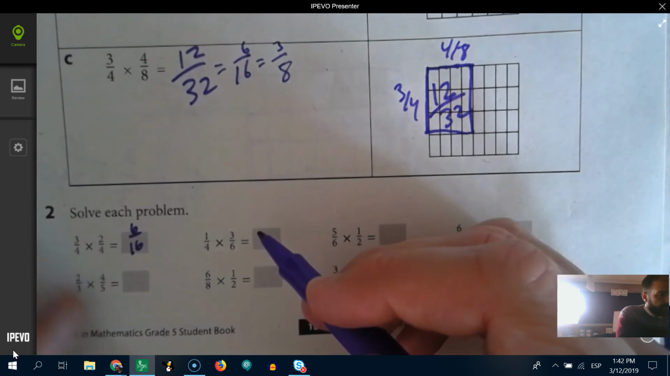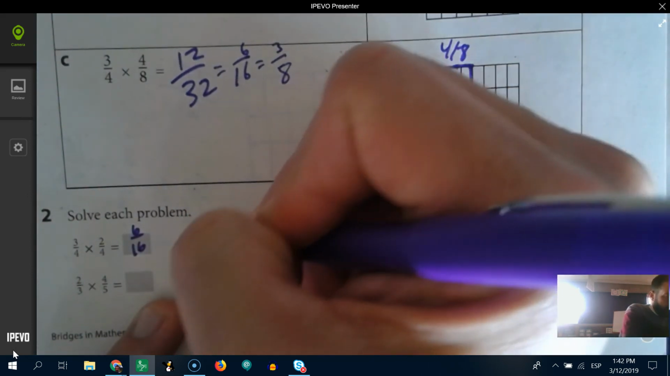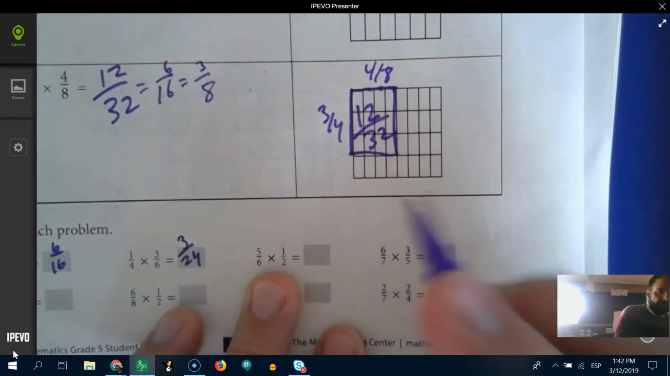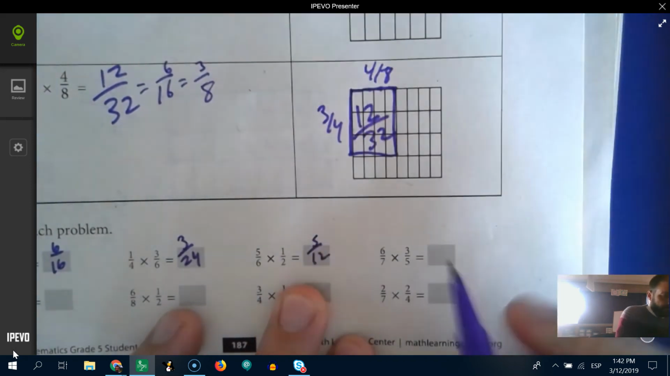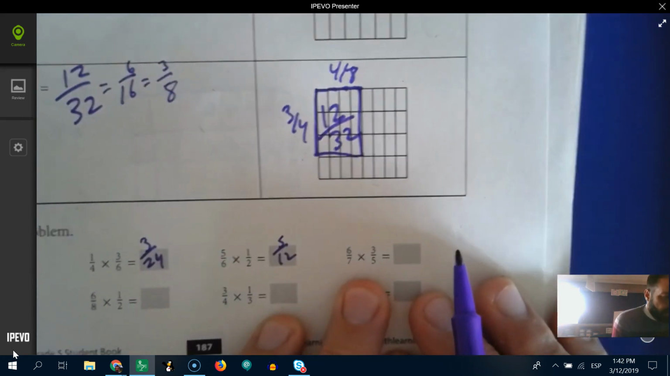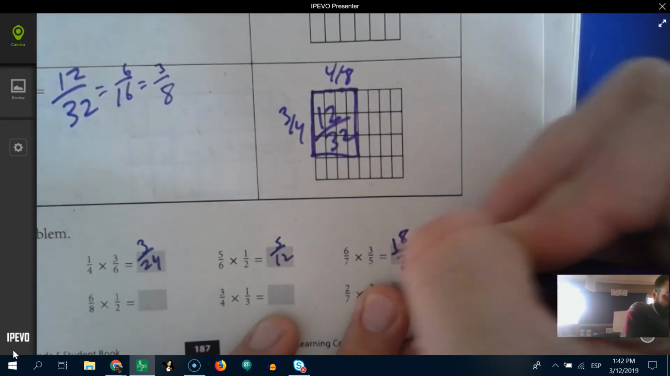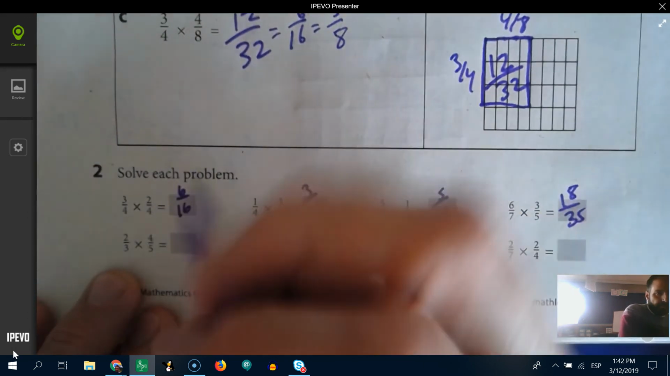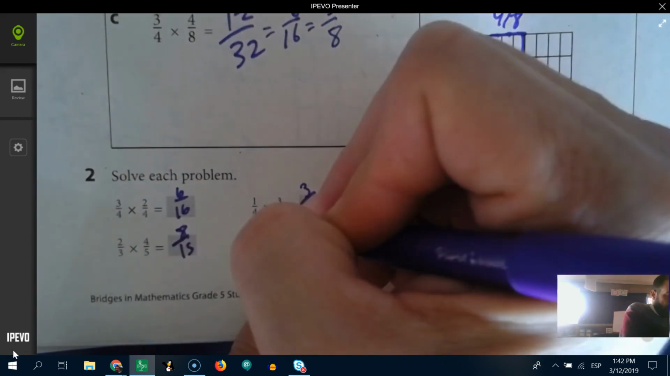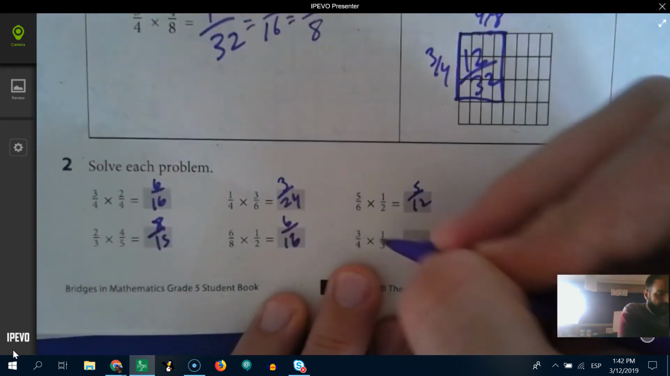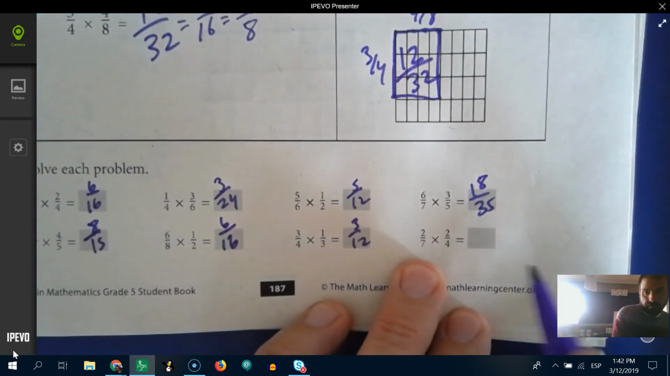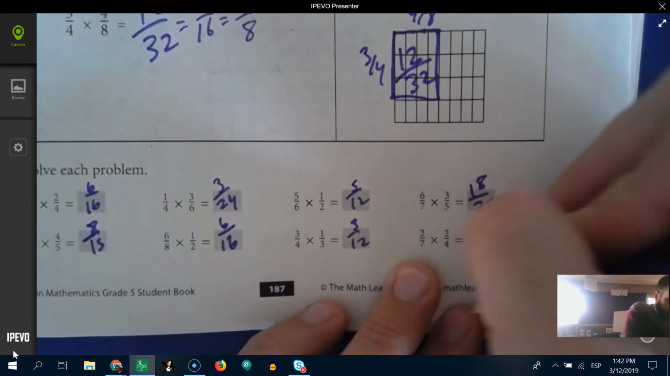1/4 times 3/6 is going to give me 3/24. 5/6 times 1/2, so 1/2 of 5/6, is going to be 5/12, because 5/12 plus 5/12 is 10/12, which is 5/6. 6/7 times 3/5 is 18/35. 2/3 by 4/5 is 8/15. 6/8 by 1/2 is 6/16. 3/4 by 1/3 is 3/12. And 2/7 by 2/4 is going to give us 4/28.